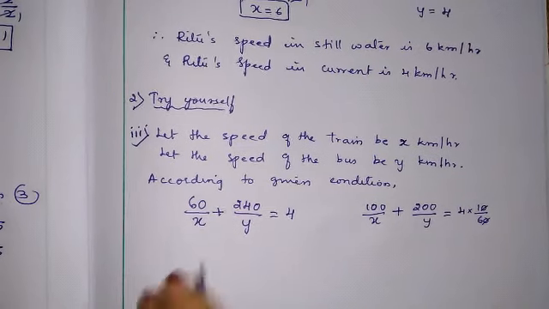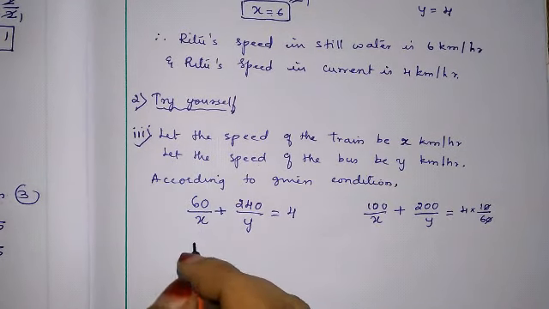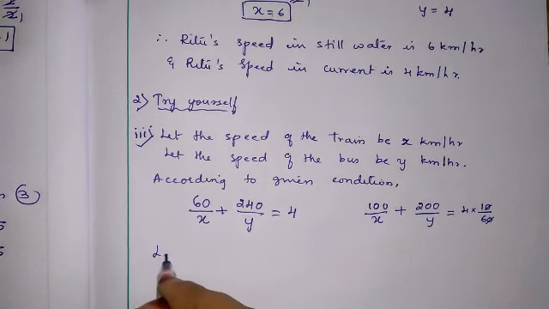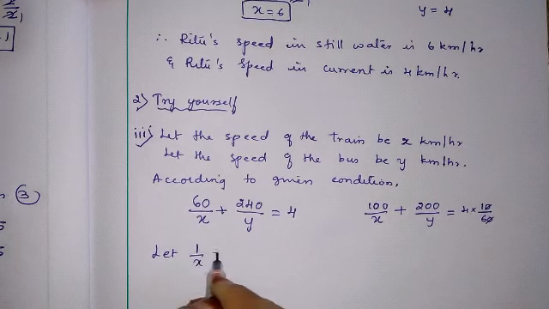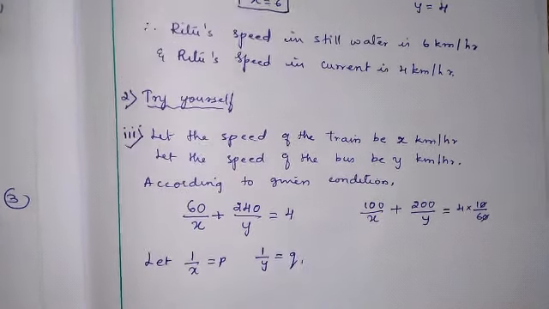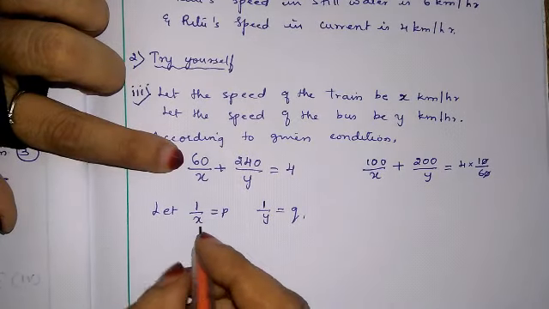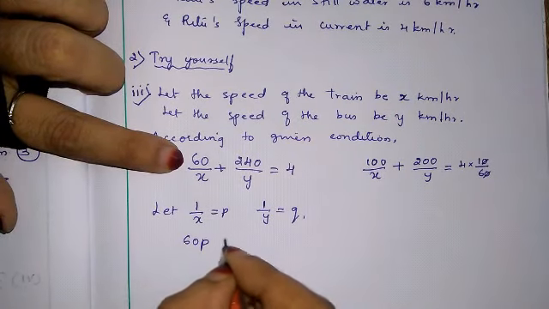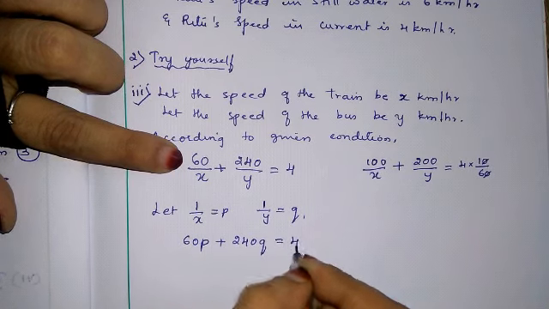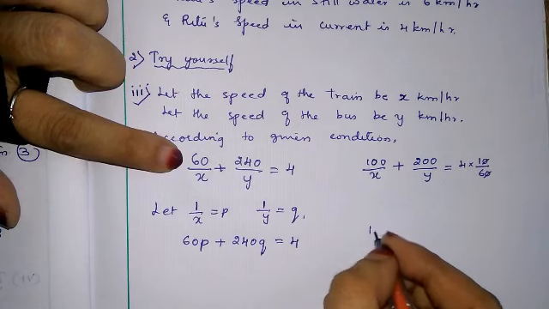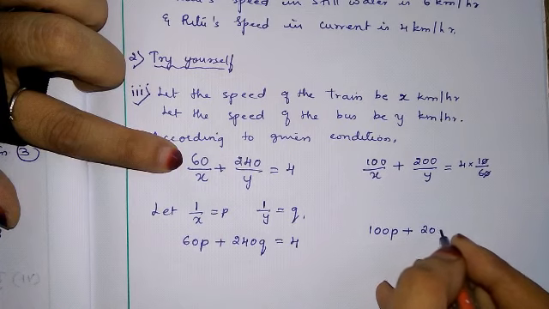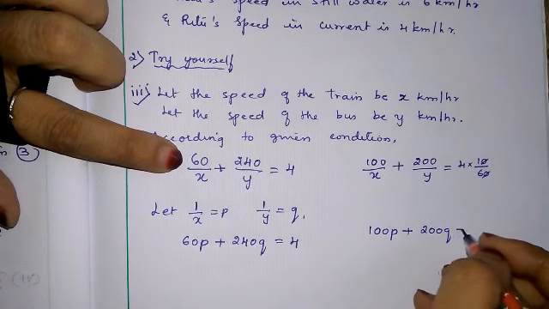Let us see. 60 by x. Let 1 by x be equal to p and 1 by y be equal to q, to reduce to the equation. 60p plus 240q is equal to 4. Here, 100p plus 200q. Here we should first convert.